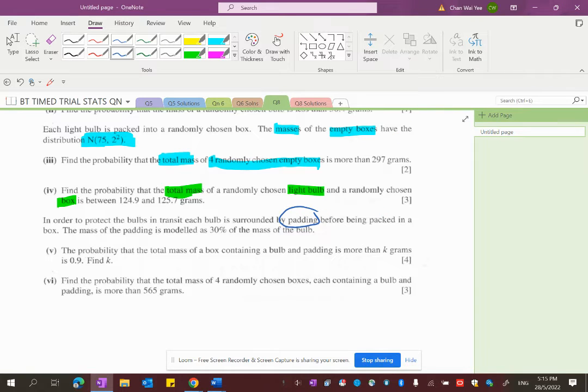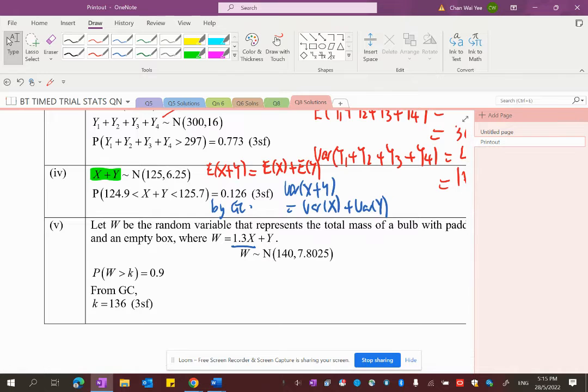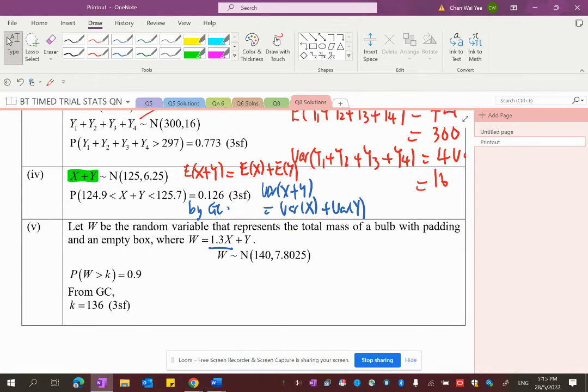All right, then the question asks you to find the probability that the total mass of a box containing a bulb and padding is more than k grams. This probability is given to be 0.9, and with that you have to find k. Okay, so first of all, it is better to define the random variable. So I let W be the random variable that represents the total mass of a bulb with padding and an empty box. So in this case, your W is 1.3X plus Y.